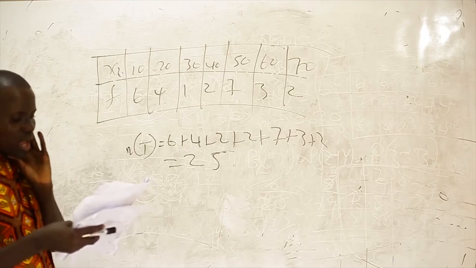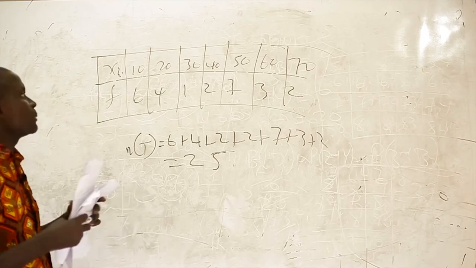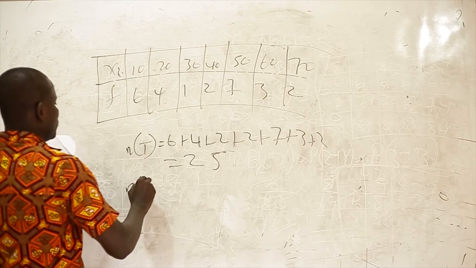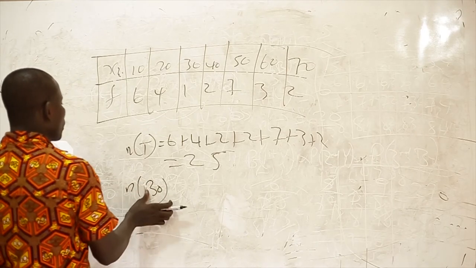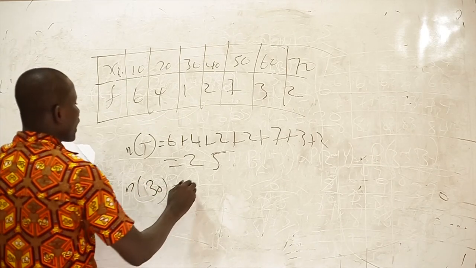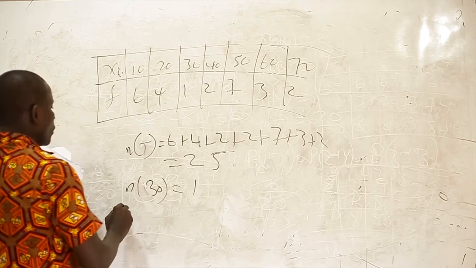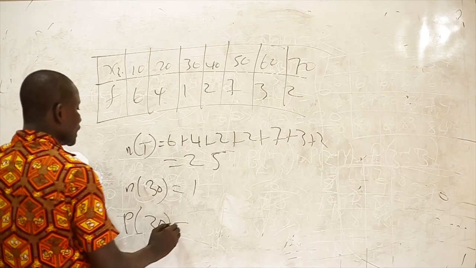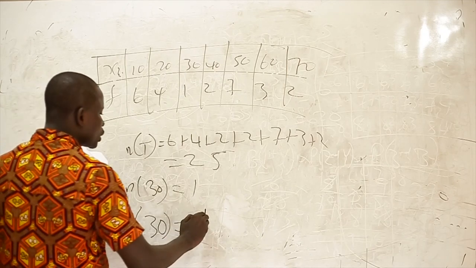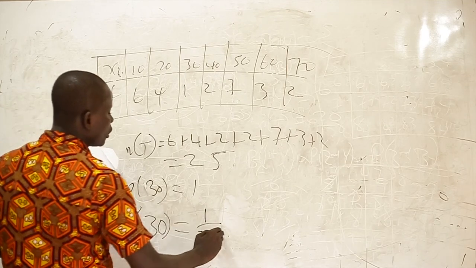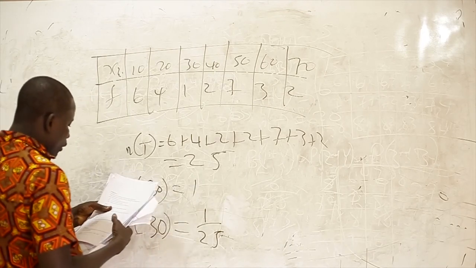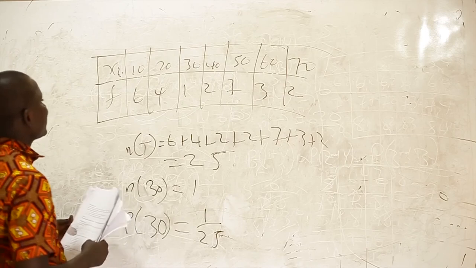Then he asks you, what's the probability that the student got 30%? Then it means n(30). What's the number of people who got 30? It's 1. So P(30) is n(30), which is 1 over n total, 25. Okay. P(10 or 60). How many got 10?